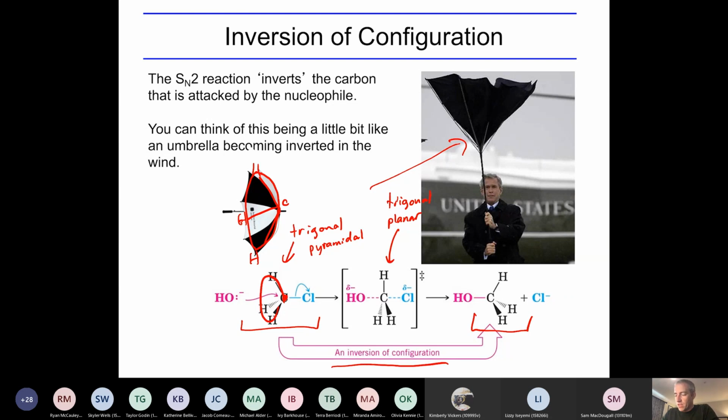And this becomes important if you have chiral centers, because if you do this sort of reaction at a chiral center, you will invert the chiral center. You'll flip the orientation. And the orientation is very important for determining if the molecule is R or S. So we will see examples like this for sure going on.